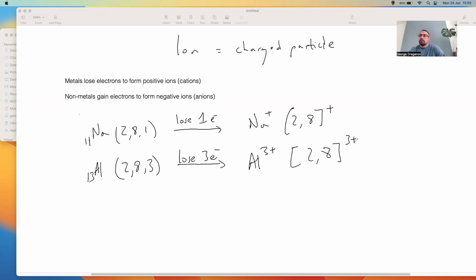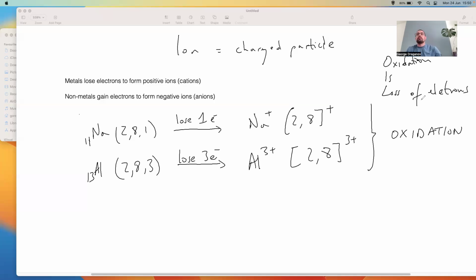Now, these are metals. Metals lose electrons, and we call this oxidation. And an easy way to remember it is OIL, which stands for oxidation is loss of electrons. Reduction, RIG. Reduction is gain of electrons, as you will see in a minute.